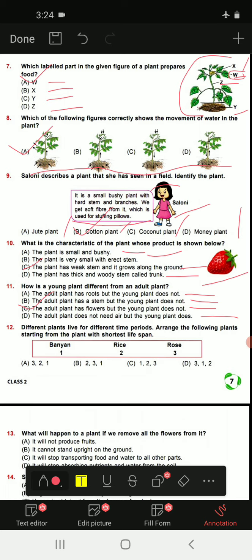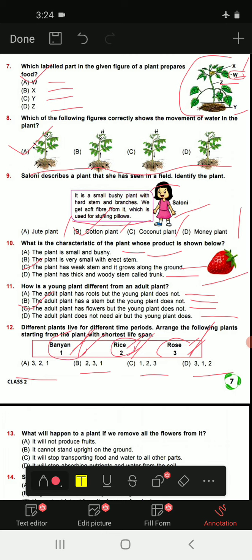Next question, question number 12. Different plants live for different time periods. Arrange the following plants, starting from the plant with the shortest lifespan. Here one means banyan, two is rice, and three is rose. Option A is 3-1-2, that means rose, banyan, rice. Option B is 2-3-1, that is rice, rose, and banyan. Option C is 1-2-3, that is banyan, rice, and rose. And last option is 3-1-2, that means rose, then banyan, and last one is rice.